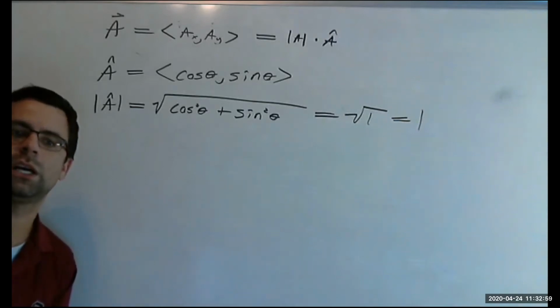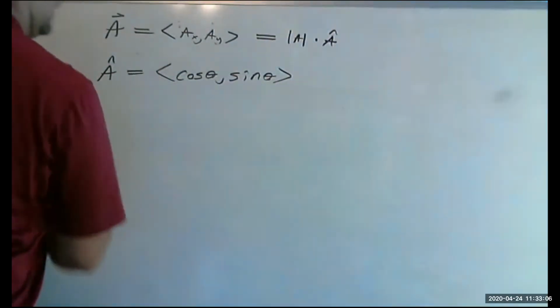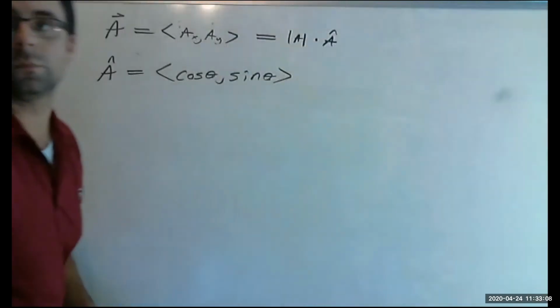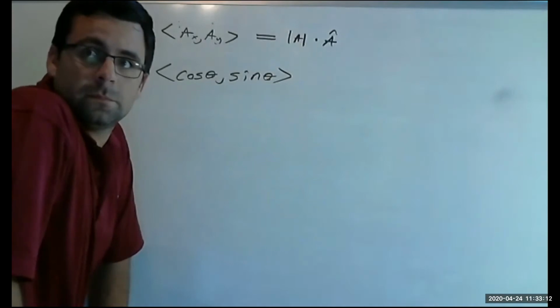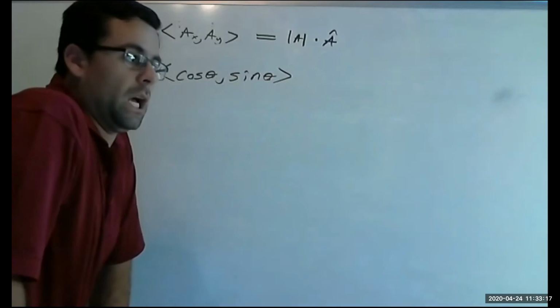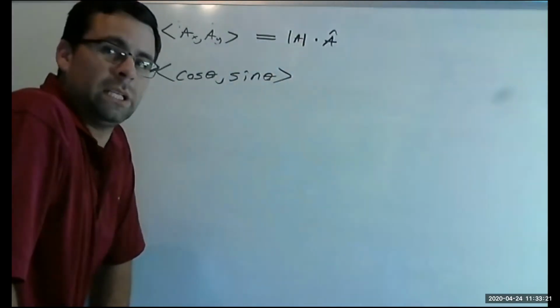So let's just do an example with these tools that we have here. Dr. D, I just have a quick question real quick. Yeah. So when you multiply two vectors together, would you ever use tangent? No, not really.